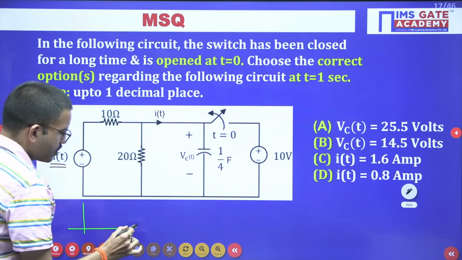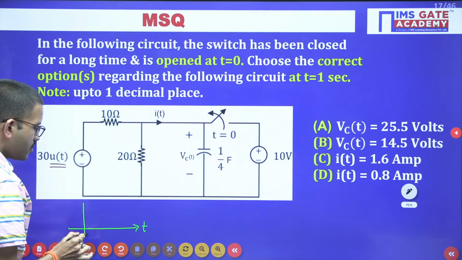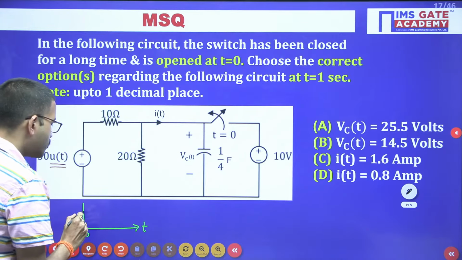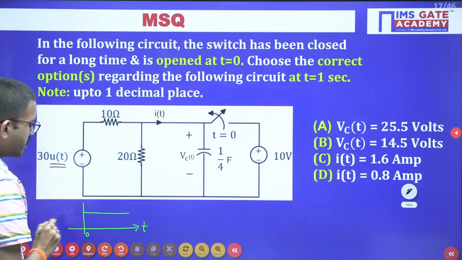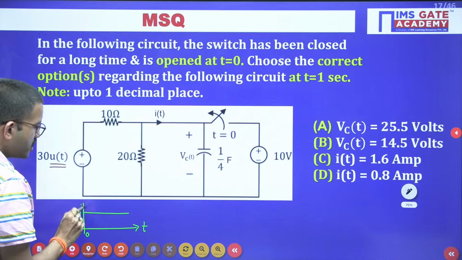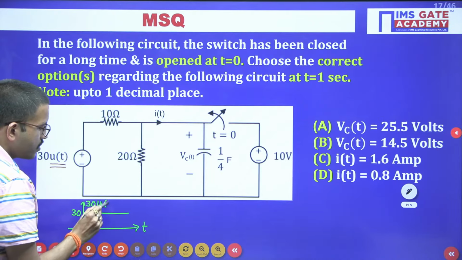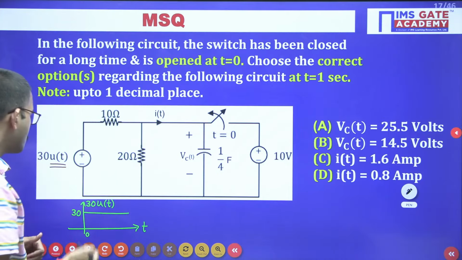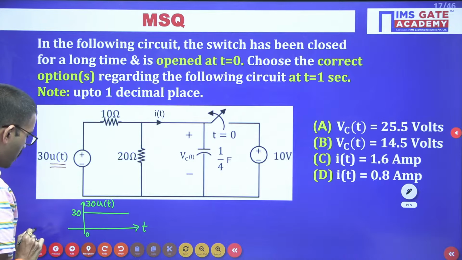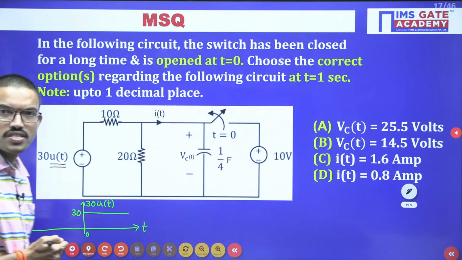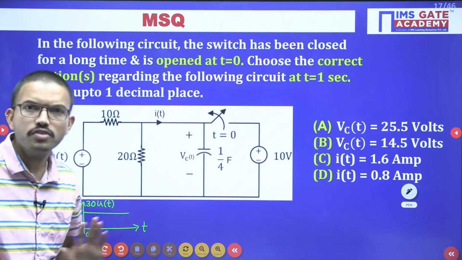Regarding 30 u of t, see, for the step signal, u of t value starts from 0 and goes up to infinity, and its value will be 1. But here you have 30 times, so we have to multiply with 30. So this is 30 times u of t. If it is only u of t, that means the value is 1. Now you can observe from this diagram that the given circuit belongs to transients. Just observe, from minus infinity to 0, the supply voltage value is 0.